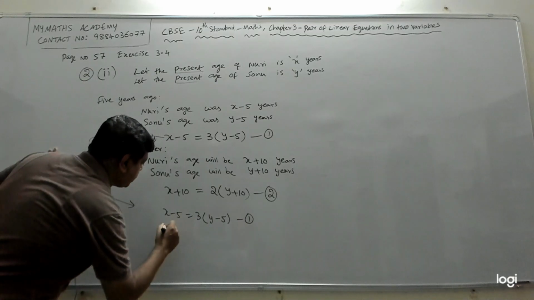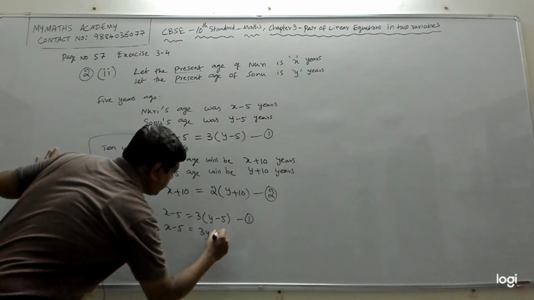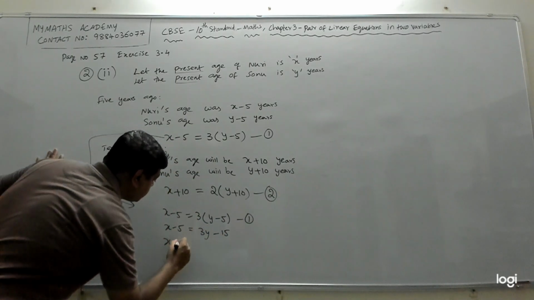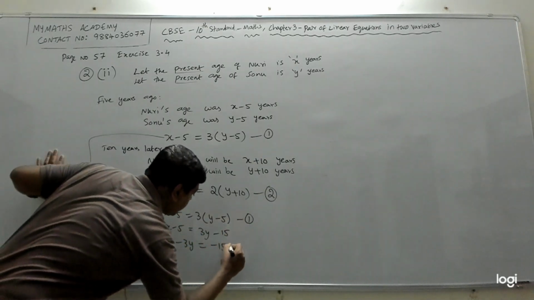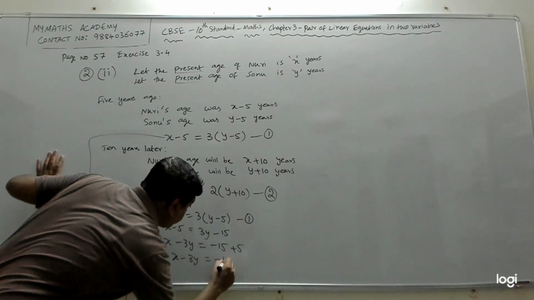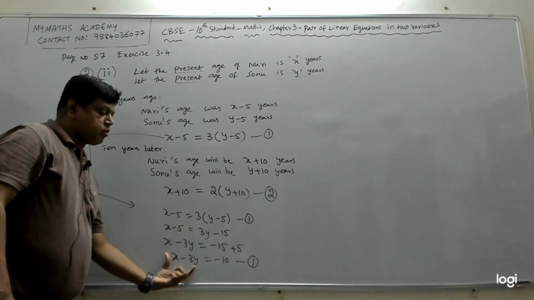Now let's simplify this. So x minus 5 equal to 3 into y is 3y, and 3 times minus 5 is minus 15. Then bring the variables to one side: this 3y comes here, x minus 3y equal to minus 15. Minus 5 goes to this side and becomes plus 5. So you get x minus 3y equal to minus 10. This is again the first equation, rewritten in this form.